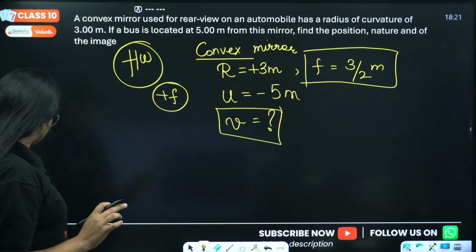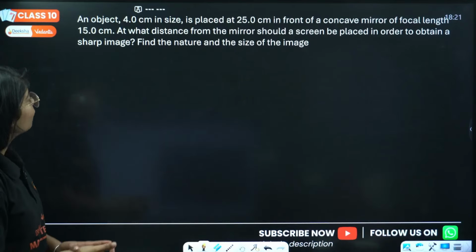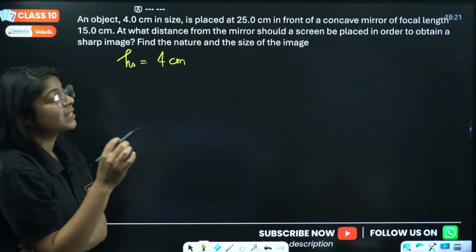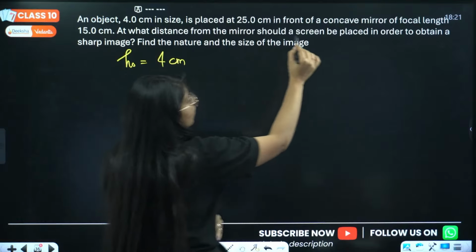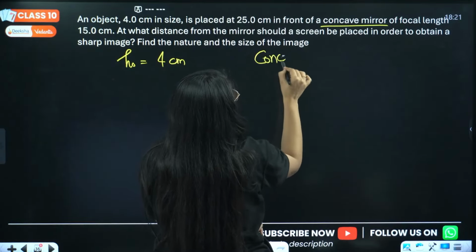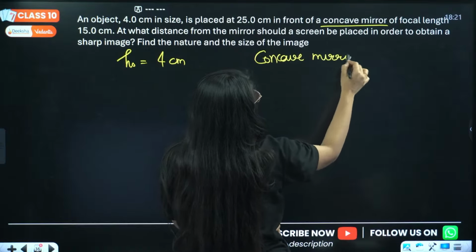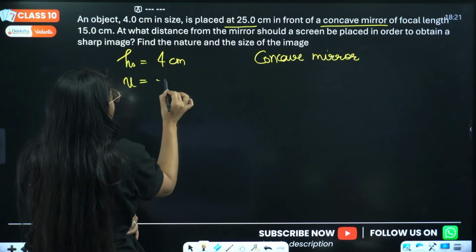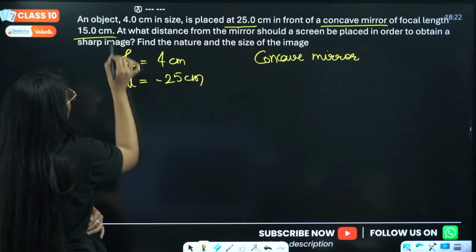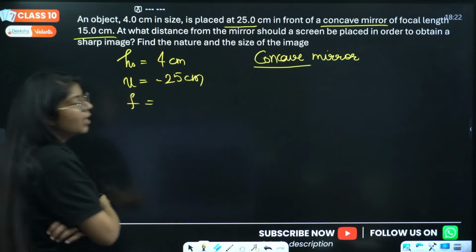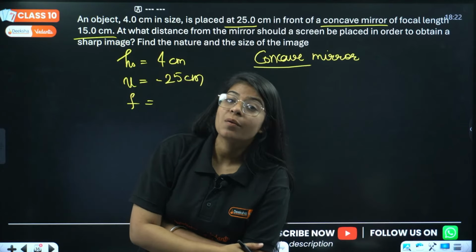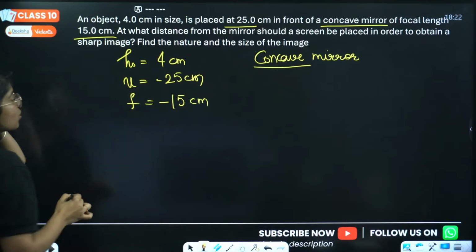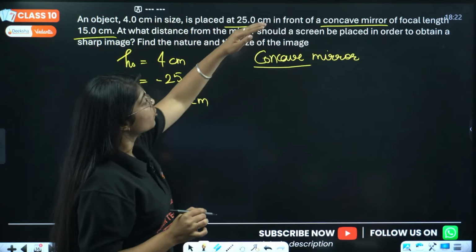Moving on, we have the next question. An object 4 centimeter in size is placed at 25 centimeter in front of a concave mirror. The mirror given is a concave mirror. Understood? Of focal length 15 centimeter. See, so object distance is -25 centimeter and focal length, since it is a concave mirror, का focal length क्या होता है? It is always negative, right? So that is -15 centimeter.